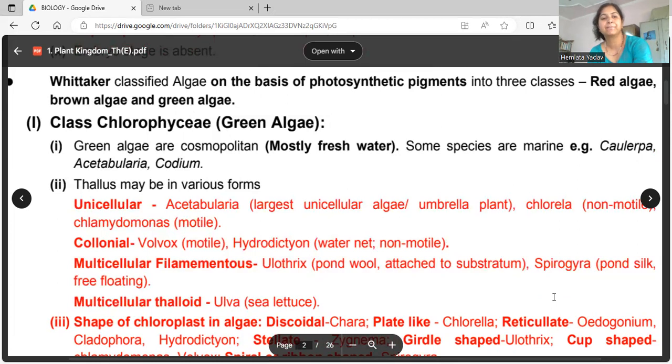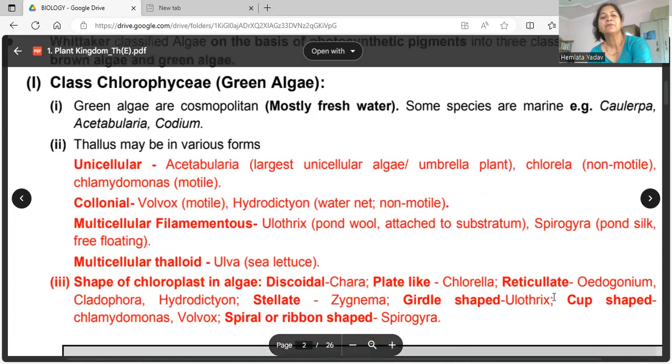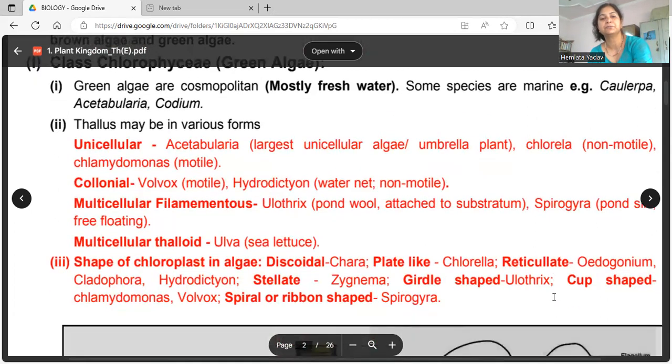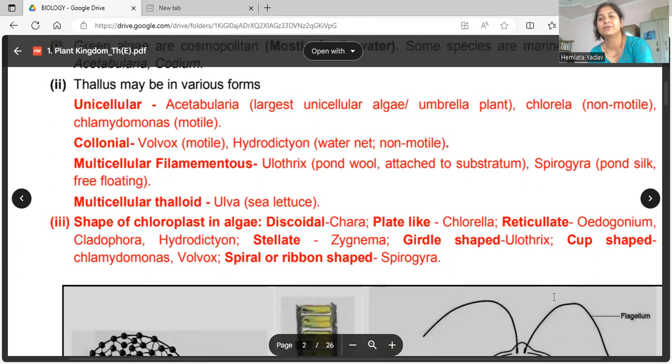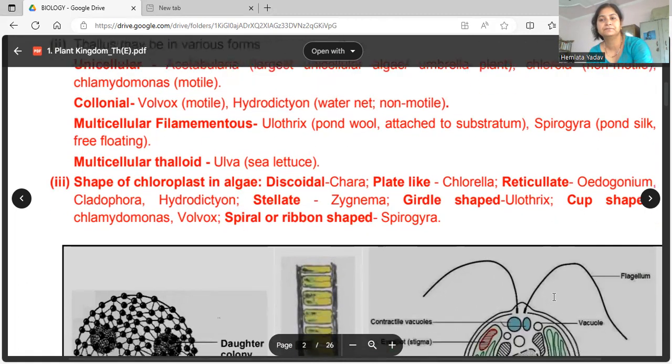and red algae. Class Chlorophyceae, green algae. Green algae are cosmopolitan, mostly fresh water. Some species are marine, Acetabularia, Codium. And the thallus may be in various forms: unicellular Acetabularia, largest unicellular algae, it is also called umbrella plant. And Chlamydomonas is motile. And Chlorella is also coming in the unicellular algae, which is non-motile. So Acetabularia is the largest green algae. Umbrella plant, it is called.